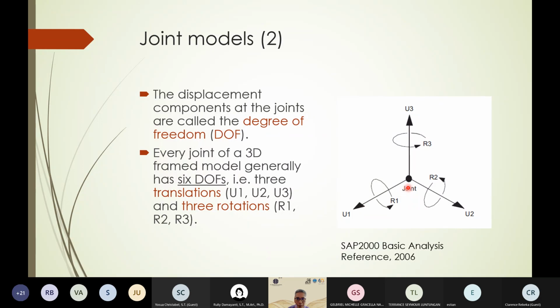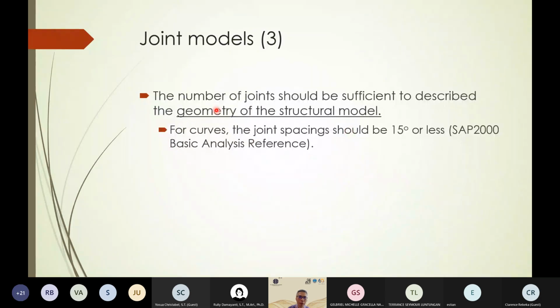So in general, for a 3D frame, we have 3 degrees of freedom in the X direction, Y direction, and Z direction, and 3 rotations, about the X axis, Y axis, and Z axis. It should be noted that when modeling the structure, the number of joints should be sufficient to describe the geometry of the structure model. Of course, that's clear, right? But moreover, for curved structures like arcs or maybe grid cells, the joint spacing should be 15 degrees or less. It's recommended to be 15 degrees or less.